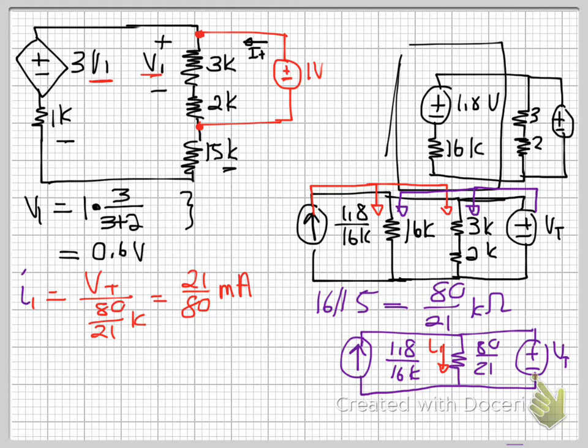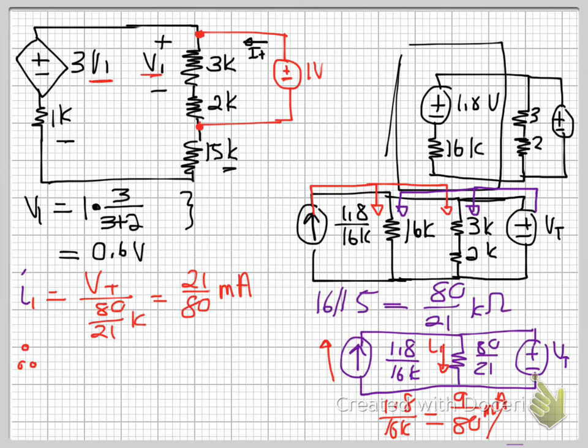And by the way, I just typed this into my calculator. 1.8 over 16K simplifies itself to be 9 over 80, right? So therefore now you know that this current source produces 9 over 80 milliamps, and the current going through this resistor is 21 over 80 milliamps.